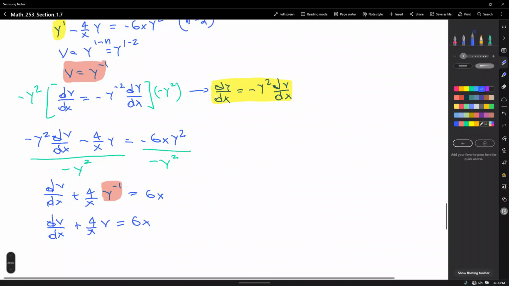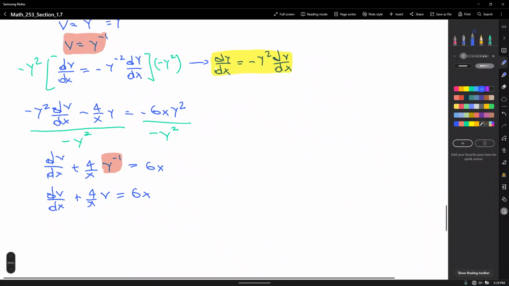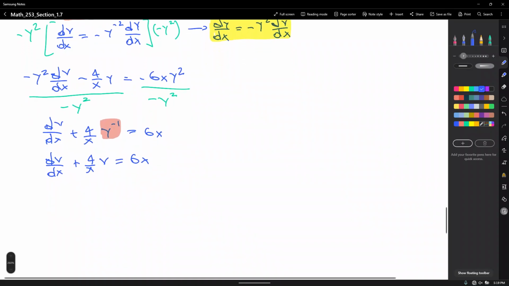What do you think of this equation? Does that look like a linear first order equation? Finally, you know how to solve a linear equation. All we need is an integrating factor. So let's get that integrating factor. Number one, let's identify our p of x, which is 4 over x, and our f of x, which is 6x. Okay, so let's see.